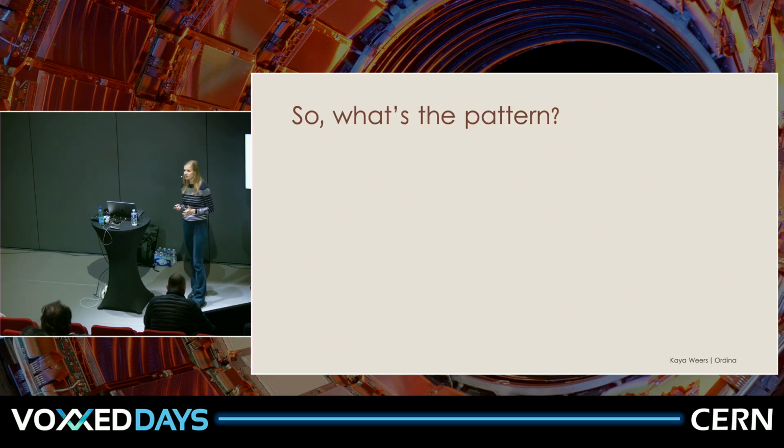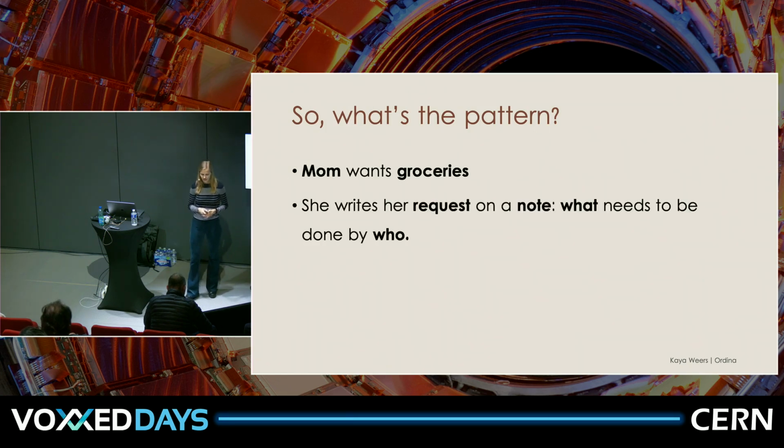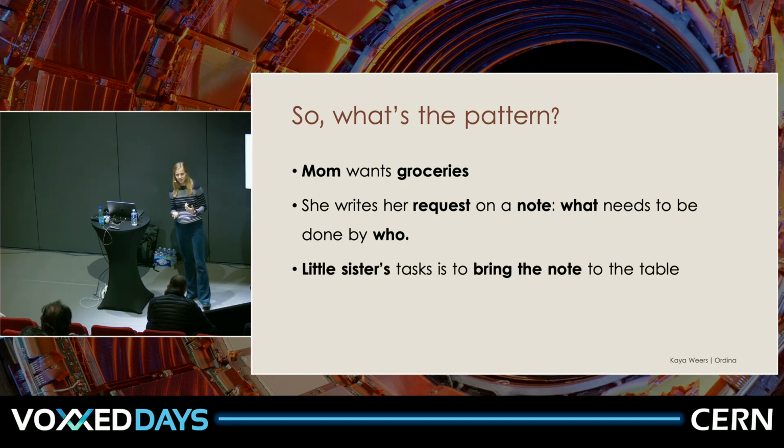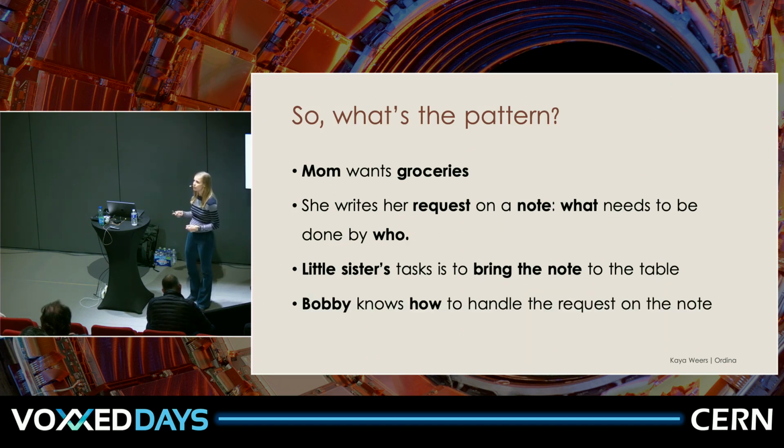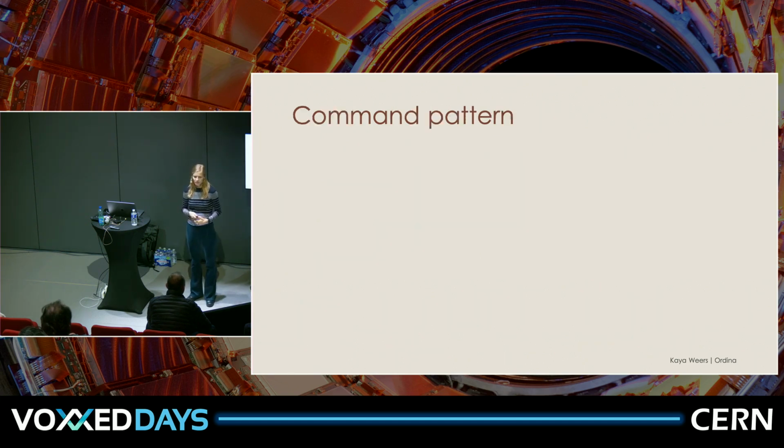So what did we see? First of all, mom wants the groceries. She writes her request on a note that she wants Bobby to do it and what groceries need to be done. And then she asks her daughter to bring that note to the table. And then Bobby knows what to do with the note. He knows to get the correct groceries. So this is the pattern we saw in the situation, and we also see it in software design. It's called the command pattern.